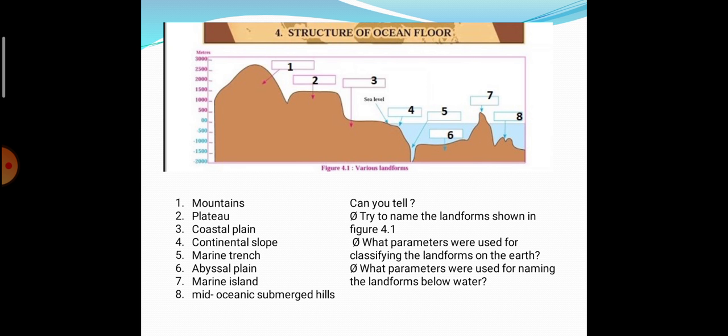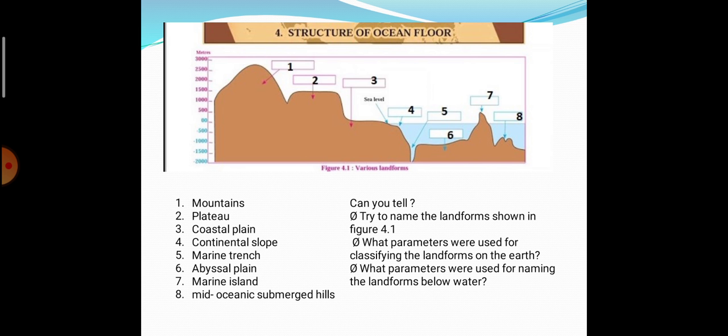The figure is on page number 24 of your textbook. The first one, if you see, first, second and third are the landforms on the land, that is mountains, plateau, coastal plain. 4, 5, 6, 7, 8 are the landforms in the water. Of this, the fourth one is the continental slope, fifth, marine trench, sixth, abyssal plain.